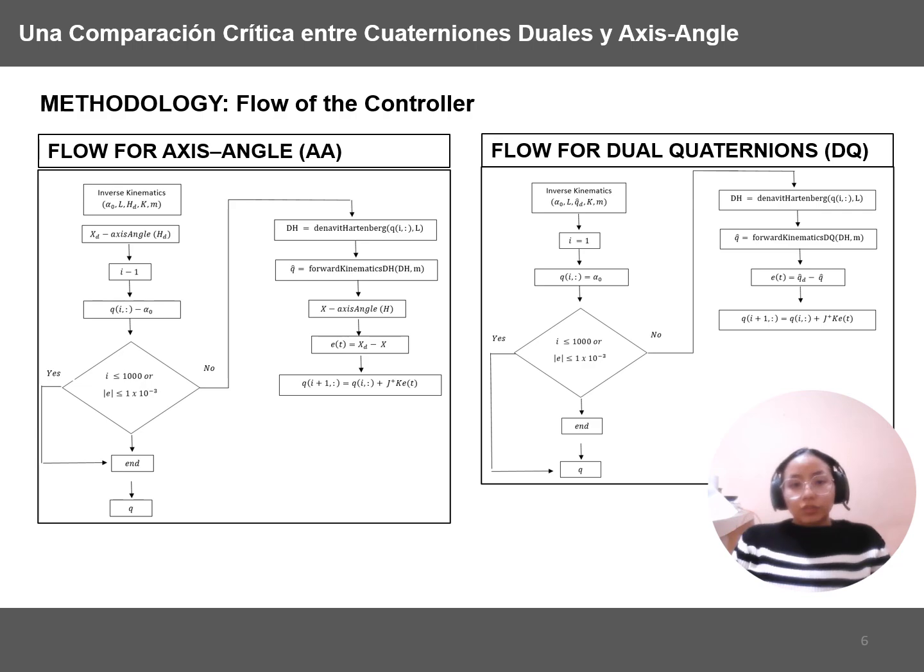This figure shows the two algorithms: axis angle on the left and dual quaternion on the right. The steps are the same: initialization, loop, forward kinematics, error calculation, update, and stop. The essential difference is in the error. Axis angle uses an approximation, while dual quaternion uses a valid vector operation.